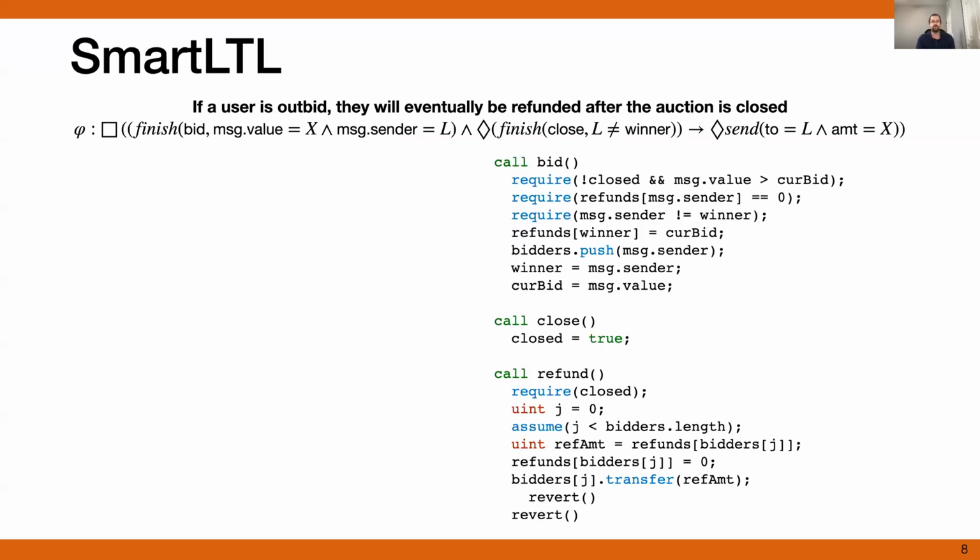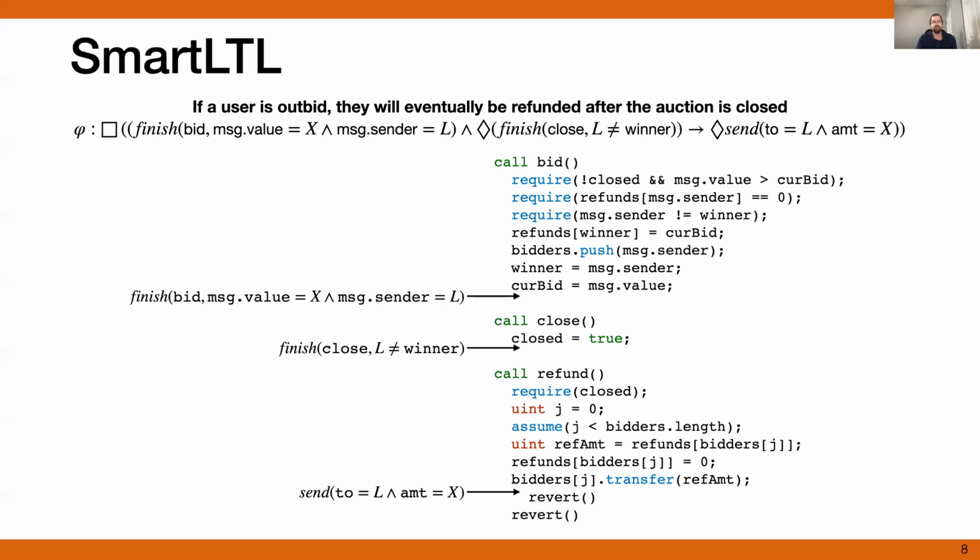So here you can see a trace through the program where the user calls bid, then eventually the owner calls close and tries to refund everyone who was outbid. So what we're going to do is take each one of those atoms, and those atoms specify a particular point in the program where we want to check the constraint. For example, the finish bid atom specifies that once bid has successfully executed, we want to check the constraint that the message value is equal to X and the message sender is equal to L. And it's the same for the finish of close and the send constraints.